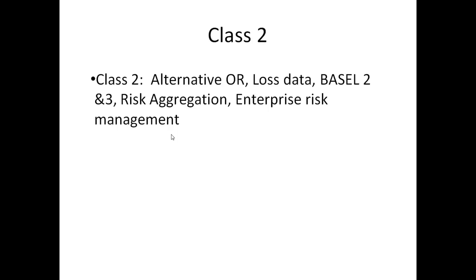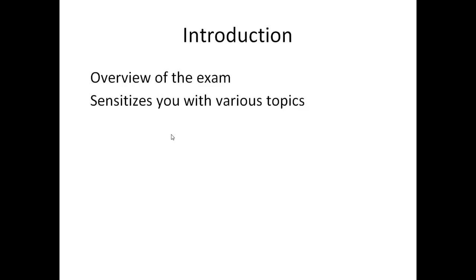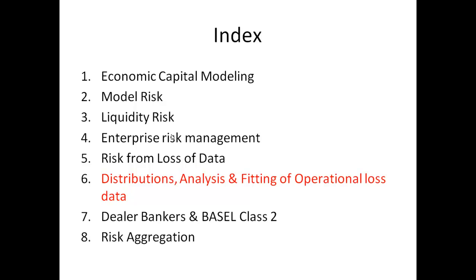Okay, in the next session we are going to again look at loss of data in a more detailed way, BASEL 2 and 3, risk aggregation, and the enterprise risk management. So I hope you found this small video important. To quickly revise, the two important things that you need to look at are liquidity risk and the distributions and the fittings and the analysis used in the operational loss data. The liquidity risk has exogenous and endogenous risk, and these distributions from loss data have become more important because of the complex information systems that we have, and it requires a lot more research.